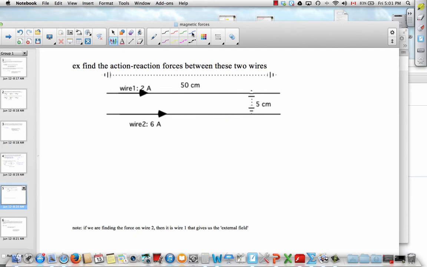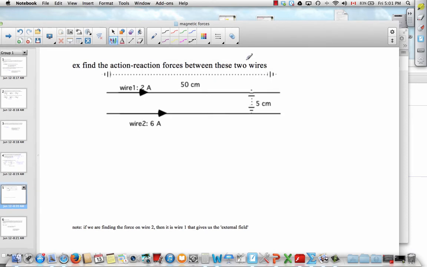Okay, another example next. Let's find the force between these two wires. By Newton's third law, it'll be an action-reaction pair. Let's say we want to find the force on wire 2. We know that force will be the length of wire 2 times the current that it carries times the external field. Now, the external field is being produced by, in this case, wire 1. So we have to calculate the field of the first wire.